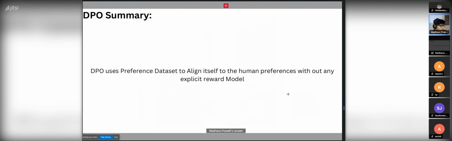So the summary of DPO is nothing but that you could just align your model with human preference using the preference dataset. That's it.